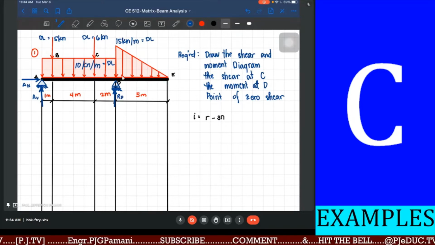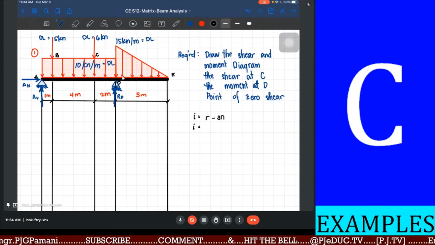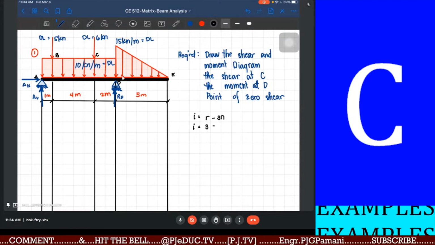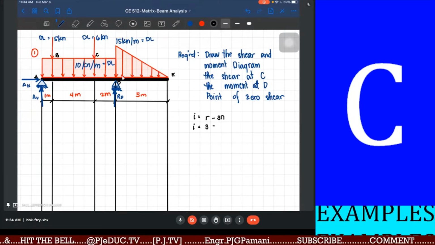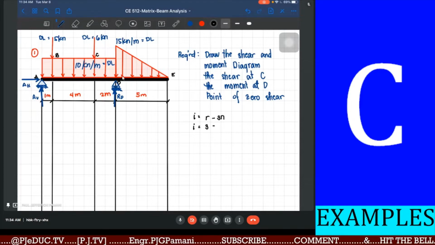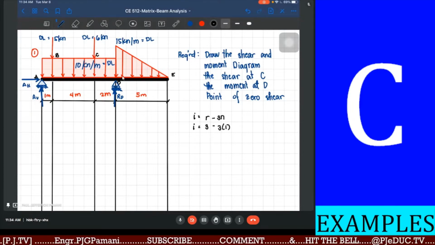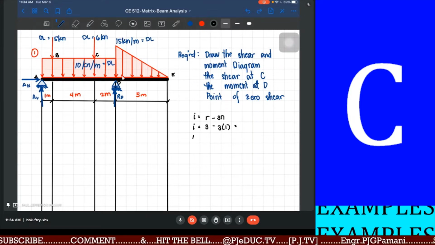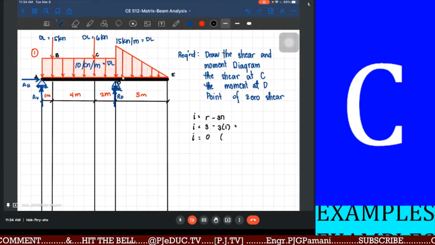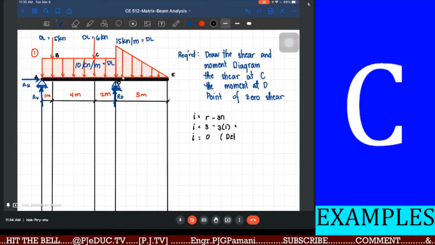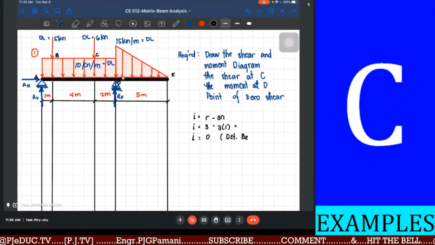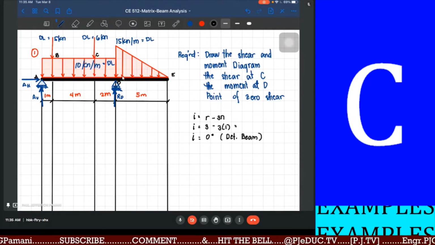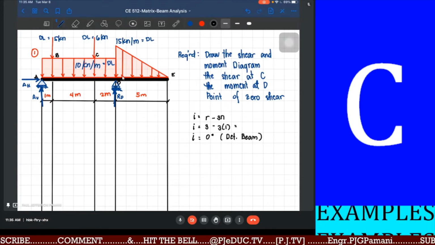So, plot it off on your equation for determining the degree of determinacy. Number of reactions 3. It is a single span beam. There are no internal hinges along the span of the beam. So, that is only one part beam. So, given that it is now 0, basically, this is now a determinate beam or statically determinate beam at 0 degree. Okay? So, anong susunod natin gagawin dyan?